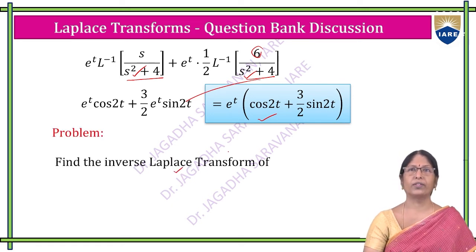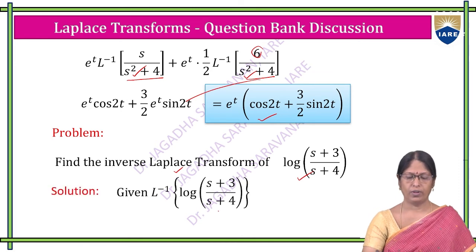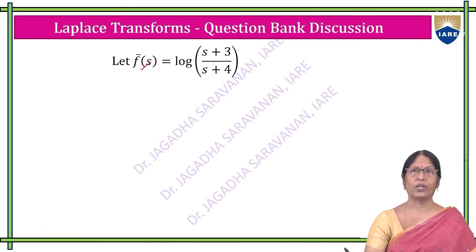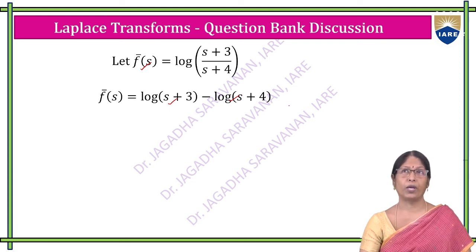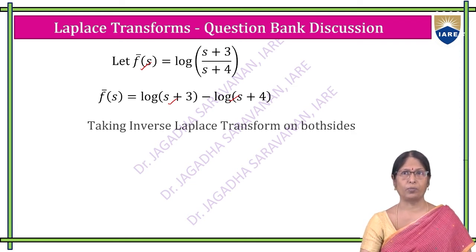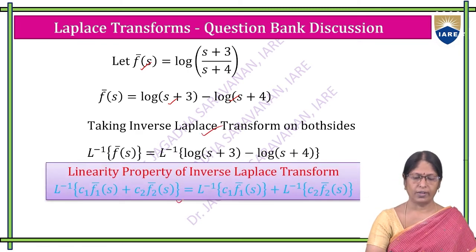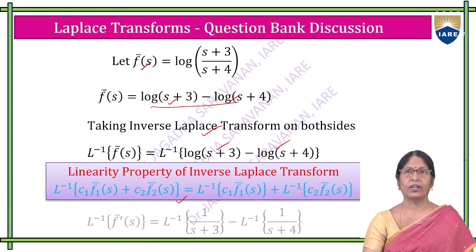Now the next question is: find the inverse Laplace transform of log of (s plus 3) by (s plus 4). The symbol L inverse is kept. So f bar of s, we are taking as the equation. We applied the logarithmic formula: log of a by b is equal to log a minus log b. We are taking inverse Laplace on both sides, that is L inverse of two terms, first term and second term. Using the linearity property, it is separated.